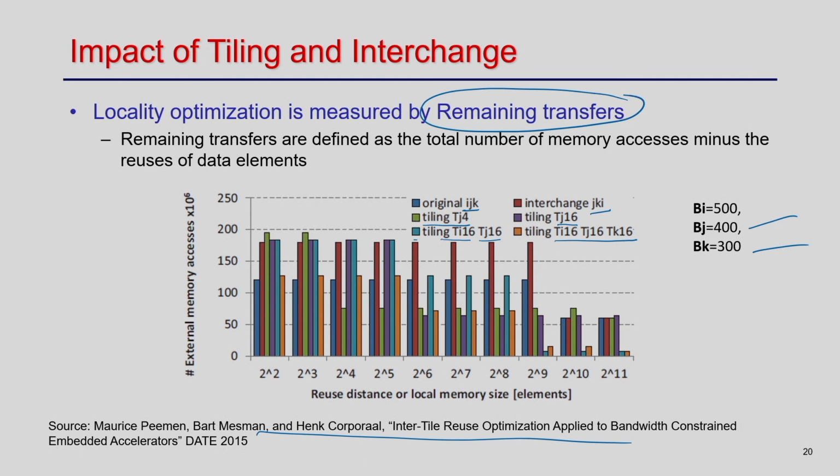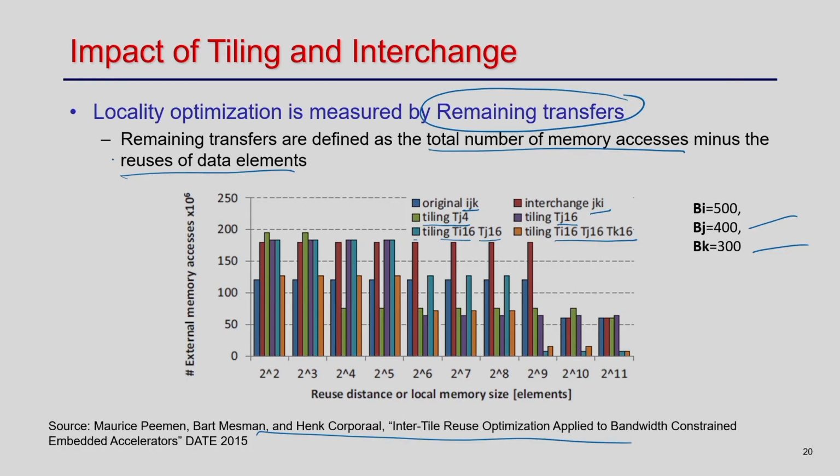What are remaining transfers? They are defined as the total number of memory accesses minus the reuse of the data elements, right. That means you need n cube order of memory accesses, and if you take a window, I am going to reuse certain memory content. So if I remove this reuse part from the total access, the rest is the extra memory access which is not getting reused. If this value is low, that means a lot of reuse is happening, so your reuse is very high. If the remaining transfer is high, that means this kind of optimization is not improving your locality of reference.